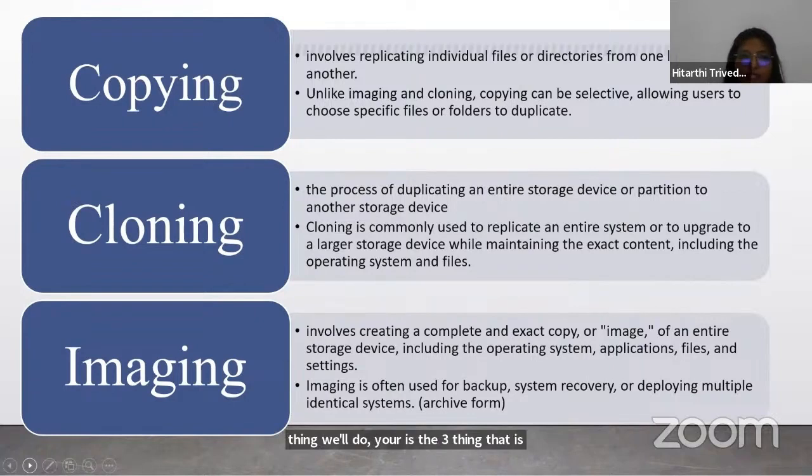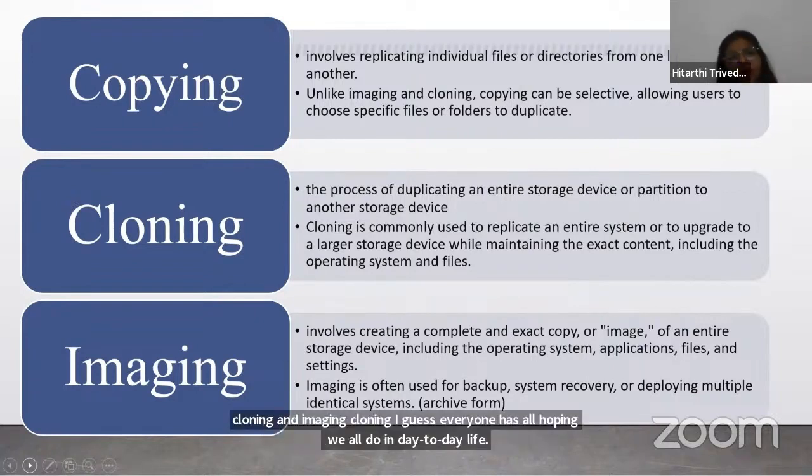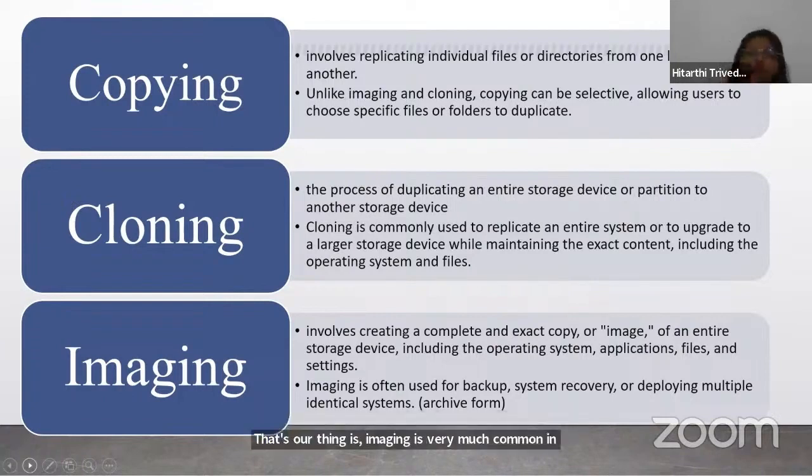Cloning, I guess everyone has heard. Copying we all do in day-to-day life. And the third thing is imaging. Imaging is very common in the forensic world. If you have done internships, you will be aware of it. Copying is nothing but replicating files. Simply select the data, Control C, Control V. That is copying. The drawback of copying is that when you copy, the deleted data is not available. The hidden data you cannot see. You can only see the data which is visible to you.